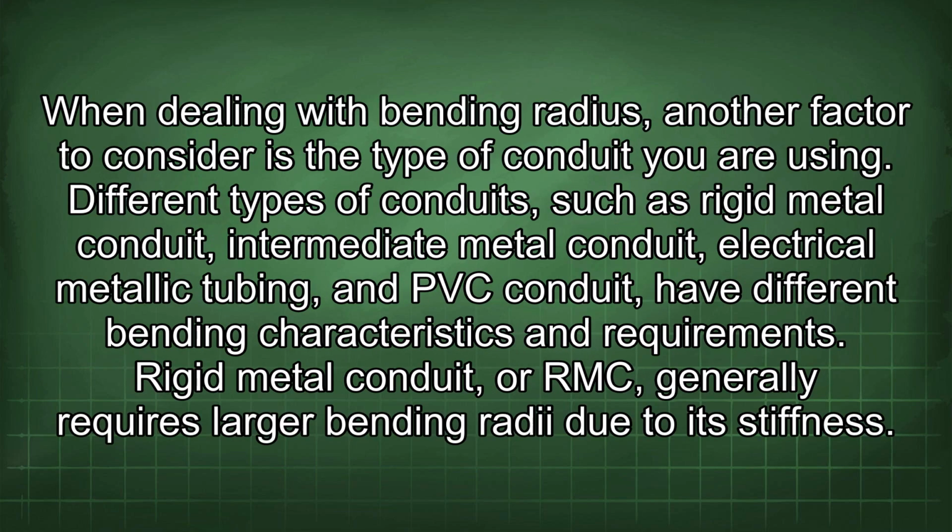When dealing with bending radius, another factor to consider is the type of conduit you are using. Different types of conduits, such as rigid metal conduit, intermediate metal conduit, electrical metallic tubing, and PVC conduit, have different bending characteristics and requirements. Rigid metal conduit, or RMC, generally requires larger bending radii due to its stiffness.